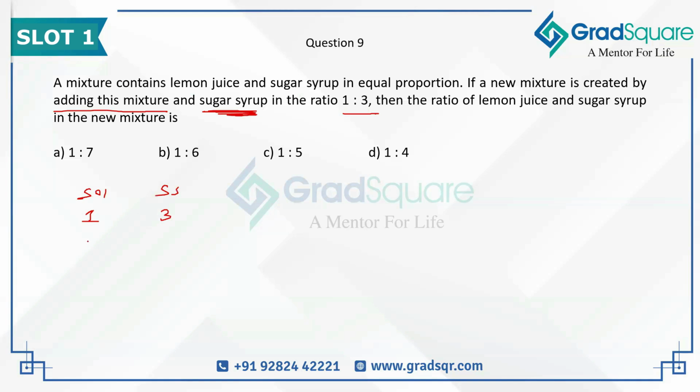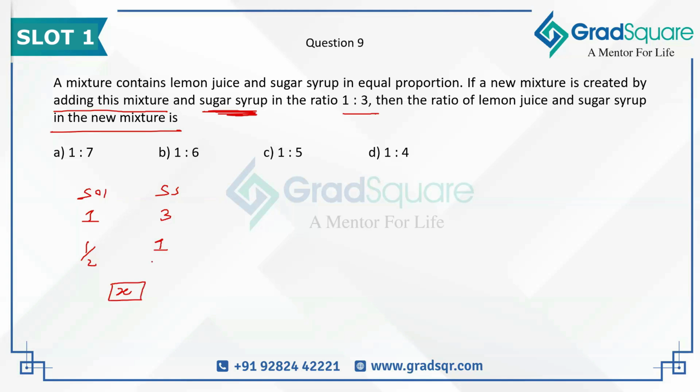So what is the strength of sugar syrup in this? 1/2. What is the strength of sugar syrup in the pure syrup? That will be 1. Then the ratio of lemon juice and sugar syrup in the new mixture is how much? If I'm taking the value x over here, that's the strength of sugar syrup in the final mixture, right?